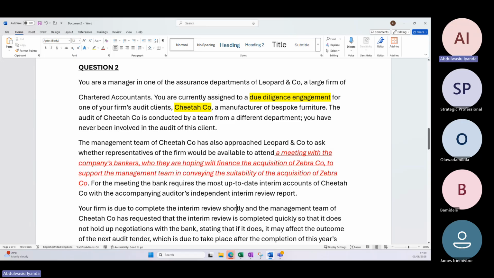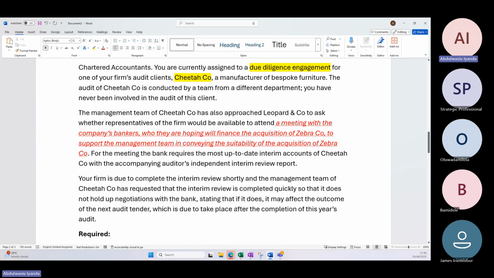For the meeting, the bankers require the most up-to-date interim month accounts with the accompanying auditor independent interim review. Okay, that's fine. Your firm is due to complete the interim review shortly, and the management team has requested that the interim review is completed quickly. This is a strange word. I can highlight it. That means to complete the work quickly. Just be skeptical. So that it does not hold up the negotiation with the bank, stating that if it does, it may affect the outcome of the awards of the next audit tender, which is due to take place after the awards. Oh my God.